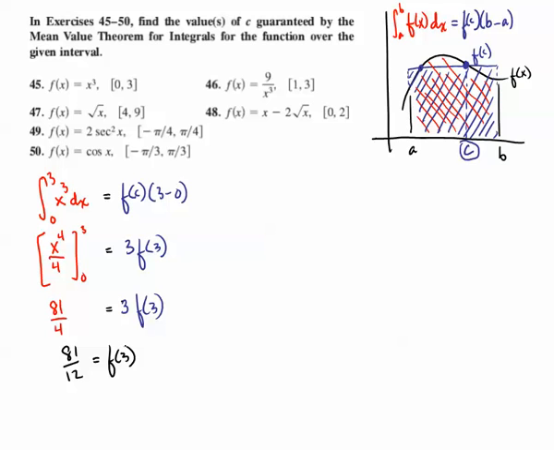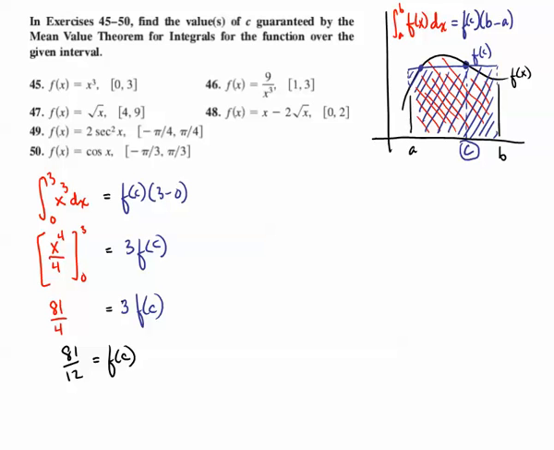So what do we mean by f of c? Sorry, the 3 should not be mixed up with the c's there. We know that f of c, in this case, is the height of the function that defines a rectangle that has equal area to the area under the curve from a to b. That height is 81 over 12.